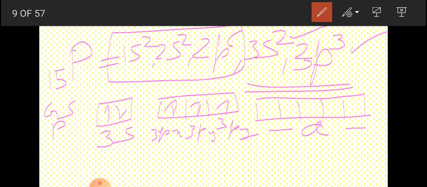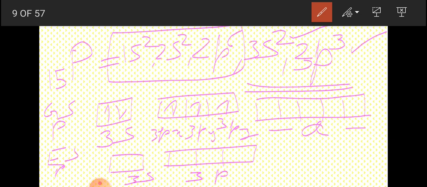What will happen in the excited state? So let's see the excited state of phosphorus. 3s, 3p, 3d. This 3s electron will jump to 3d.